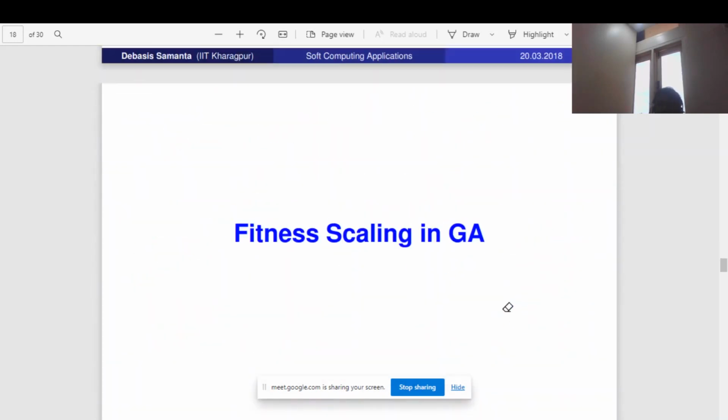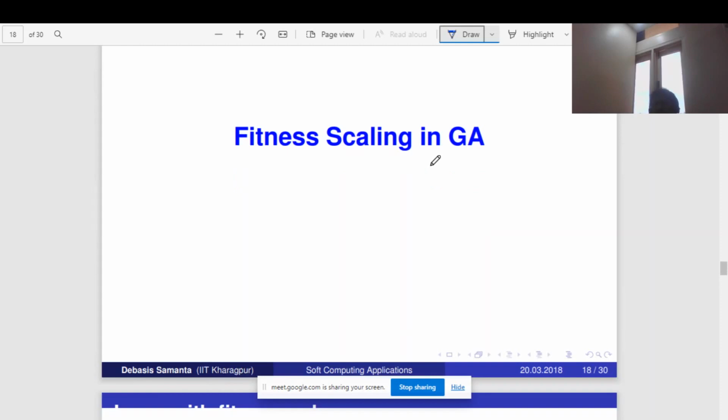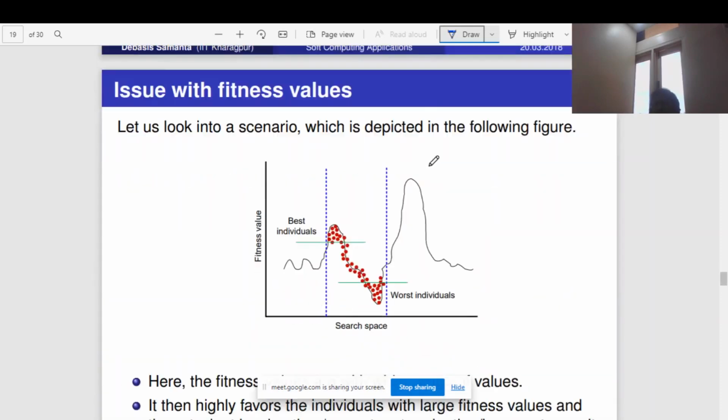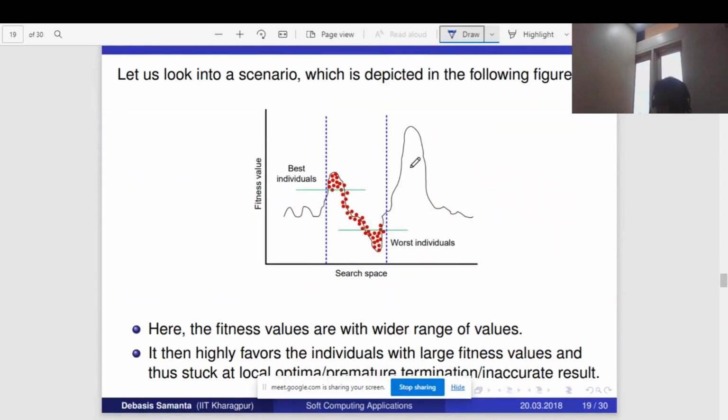Next, what we are going to discuss is fitness scaling. As I already told you, why do we need fitness scaling? If you see this particular graph, this is the problem space of a particular problem. This is the search space of a particular problem.